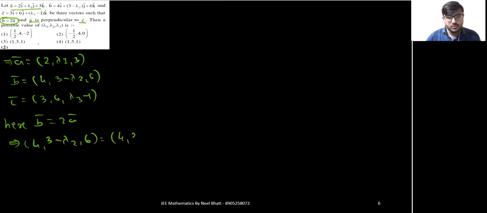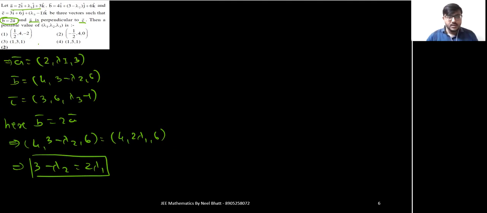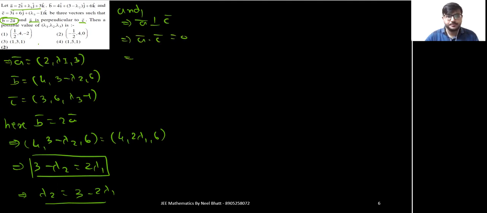So here, first thing, b bar equals 2a bar, so that will be (4, 3 minus lambda, 2, 6) equals 2a bar, that is (4, 2 lambda, 1, 6). So let us compare the values. We'll have 3 minus lambda 2 equals 2 lambda 1. This is the first result we have. We can get lambda 2 as a subject also in that. And a bar is perpendicular to c bar, so we can say that a bar dot c bar equals 0.